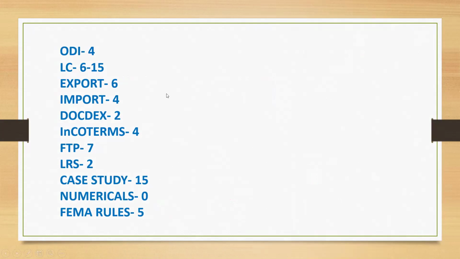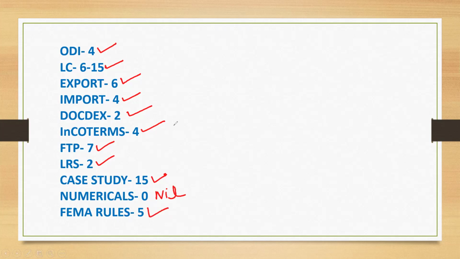So at the last, I would like to tell what areas the questions were asked from and how many questions were asked, like ODI, Overseas Direct Investment, 4 questions. Letter of credit, 6 to 15 questions. Related to export, 6 questions were there. Import topic, 4 questions. Doc desk, two. Incoterms, 4 questions. Foreign trade policy, 7 questions. LRS, 2 questions. Case study, 15. And in this exam, numerical was zero. It was nil. No numerical questions were asked, and FEMA rules, 5 questions. Other topics were there also. So this is just an overview of what type of pattern was asked in the exam.